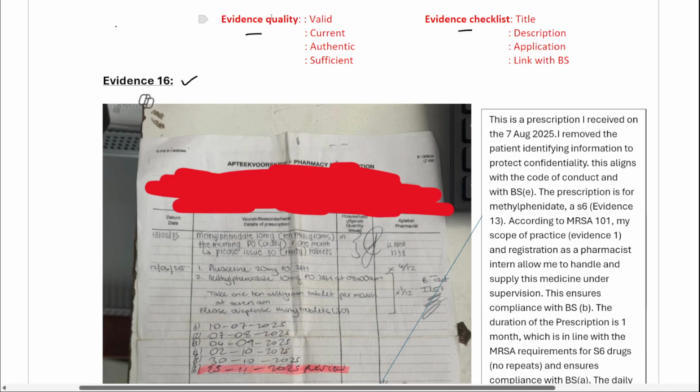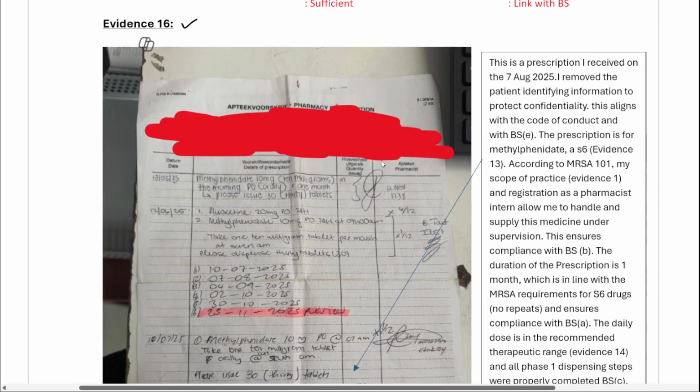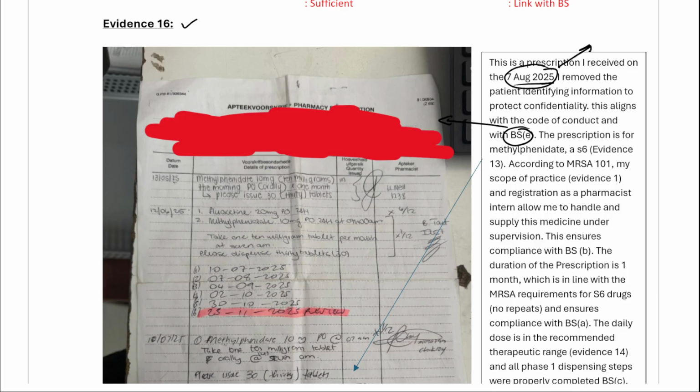Okay, let's check the evidence. Looking at what's written here, it says this is a prescription I received on the 7th of August 2025. So we can see that the date is provided. I removed the patient identifying information to protect confidentiality. Okay, this aligns with the Code of Conduct and Behavioral Statement E. Okay, discuss this and then discuss this as well. And then the prescription is for methylphenidate, Schedule 6, Evidence 13. Okay, I didn't link with this.